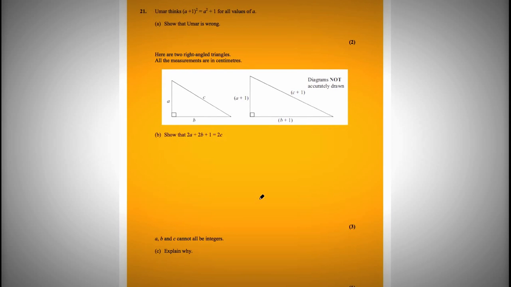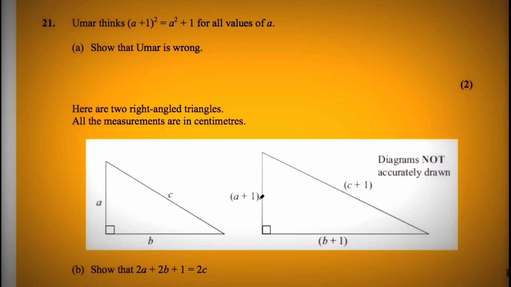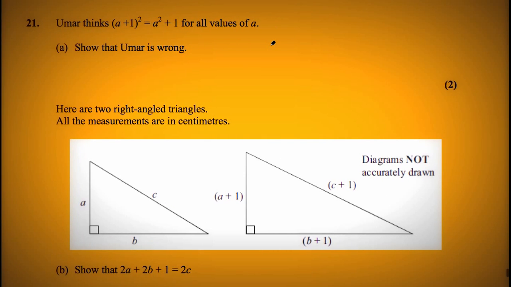So question 21. Umar thinks that a plus 1 squared equals a squared plus 1 for all values of a. Show that Umar is wrong. Well, I can just disprove it by counterexample. So I'm going to say when a equals 1, a plus 1 squared equals 2 squared equals 4. A squared plus 1 equals 1 plus 1 equals 2. 2 does not equal 4. Therefore, Umar is wrong.